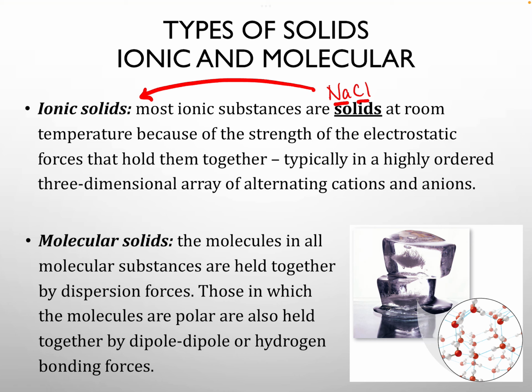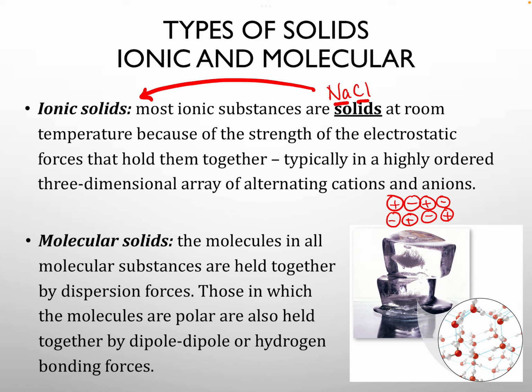Also, they make a highly ordered three-dimensional array of alternating cations and anions. So if we were to zoom in and look at the atomic level, we would see a cation, anion, and so forth. And then the next row would alternate. Anion, cation, over and over and over again. Okay? And so it's a very, very ordered structure.